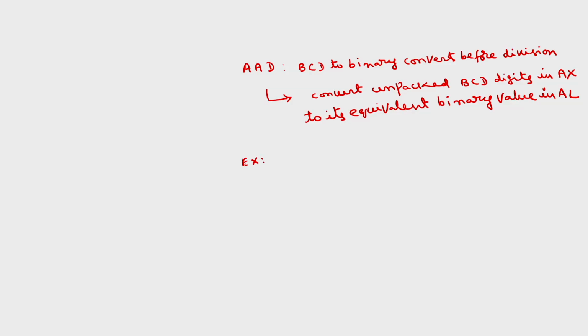If I give an example, this will be clear. Suppose you want to divide 67 decimal by 9 decimal. What is the expected quotient and remainder? The quotient will be 07 if I take unpacked BCD, and the remainder should be 04. This is packed BCD.